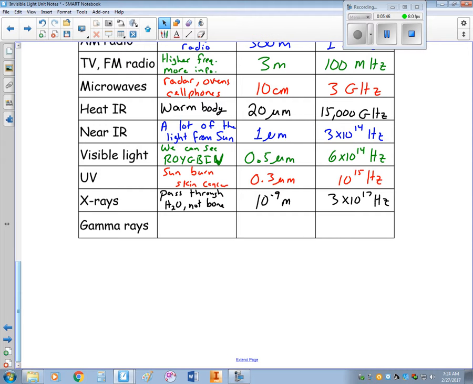And finally, we finish up with gamma rays. This definitely can cause cancer. Gamma rays also account for a lot of the cosmic radiation that hits the Earth. 10 to the negative 11th meters is for the wavelength. And then a very high frequency of 10 to the 19th.